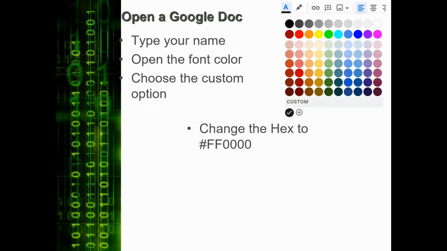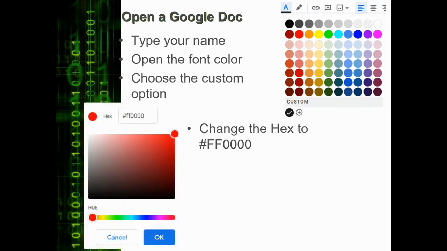Now open up a Google Doc and type your name. Go up to the font color and choose the custom option. Type in FF0000. What color does it select? Well, you should get pure red.